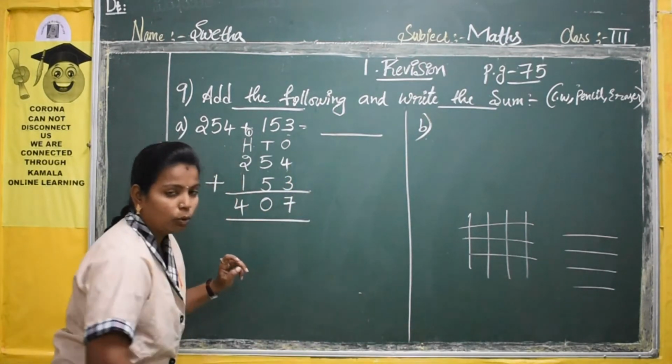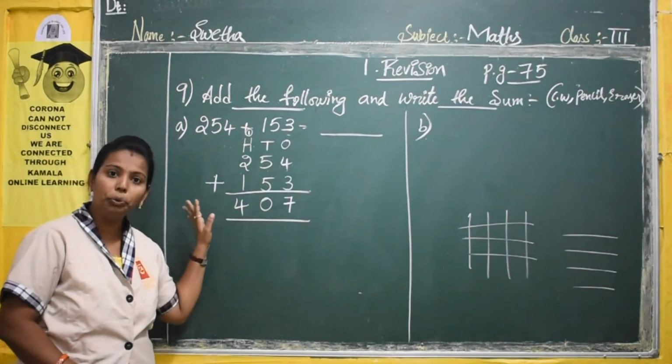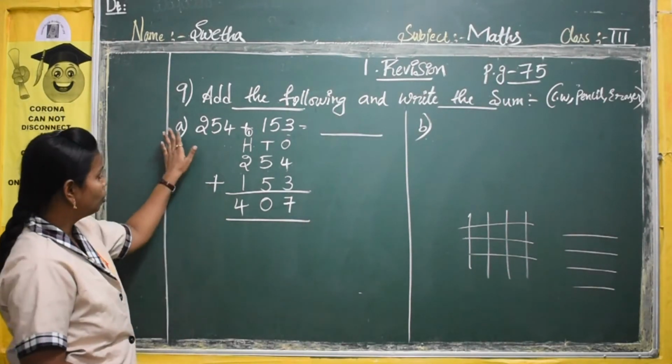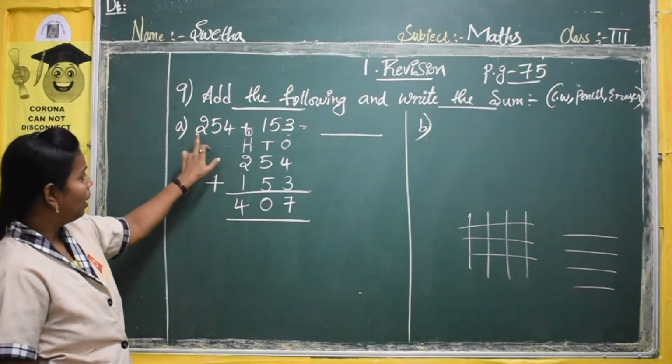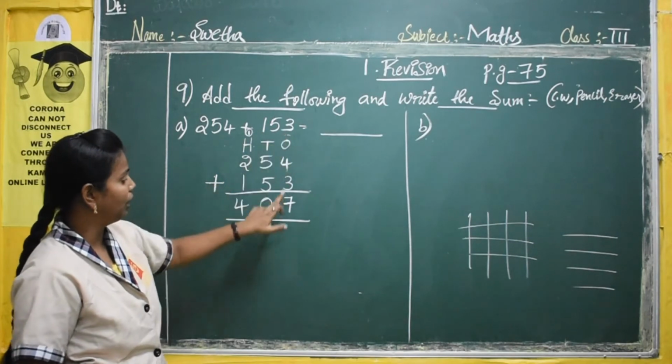but you should not copy them in your classwork. These are only to help you understand. However the problem I have written here, I want you also to do in the same way. So this is your first problem, the addition of 254 plus 153. What did you get here?